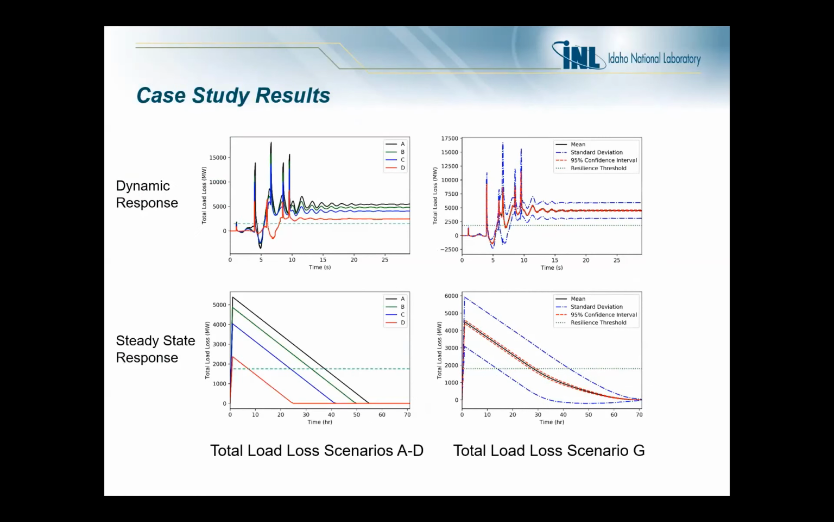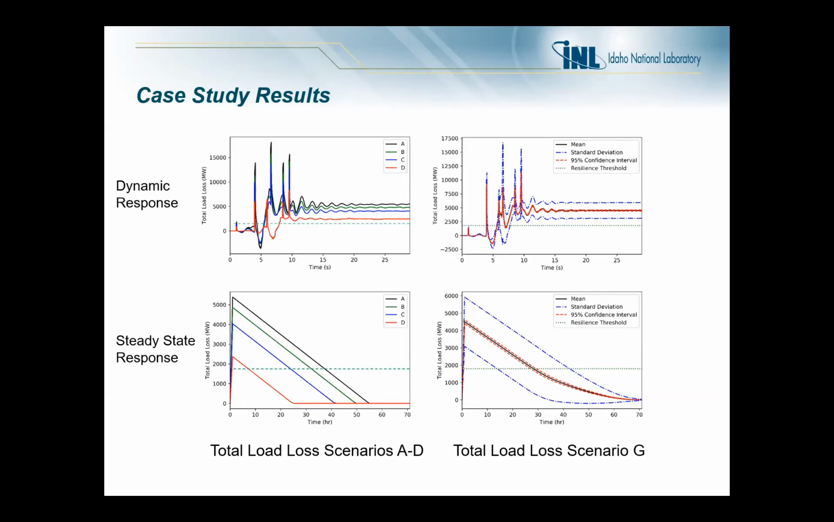And now for the results of the case study, the top row is the dynamic or transient response of those 9 successive line outages, which occur all in the first 10 seconds. And you can see this is showing the total load loss. So the lower the load loss, the better. And on the left column, you can see scenarios A through D. So this is increasing DER resources from 0% to 50%, and you have an overall reduction in total load loss.